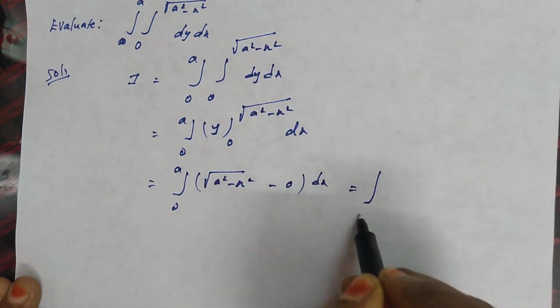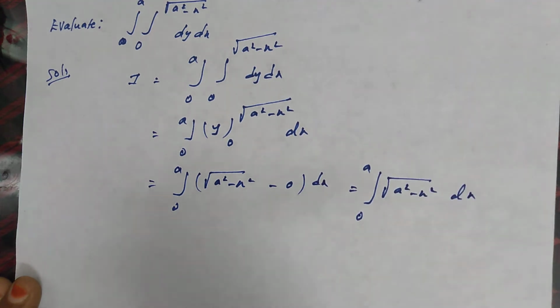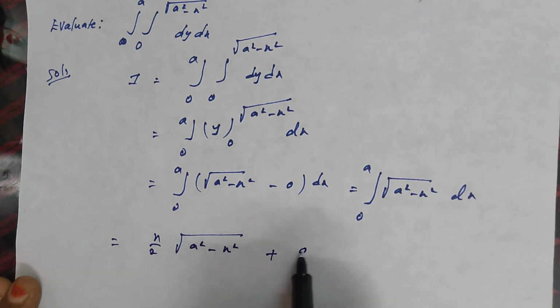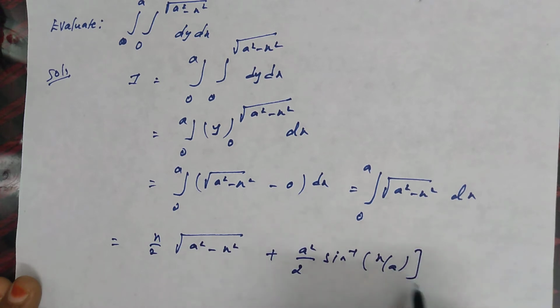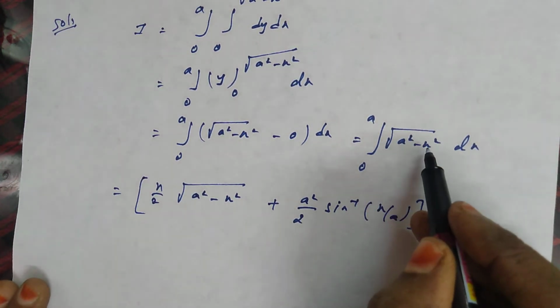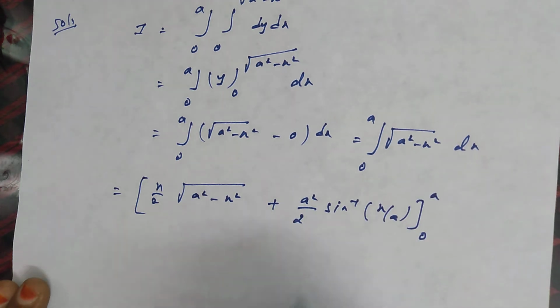So I is equal to the integral from 0 to a of root of a square minus x square into dx. This is a formula actually. The integral of root of a square minus x square dx is x by 2 root of a square minus x square plus a square by 2 sine inverse of x by a, with the limit 0 to a.